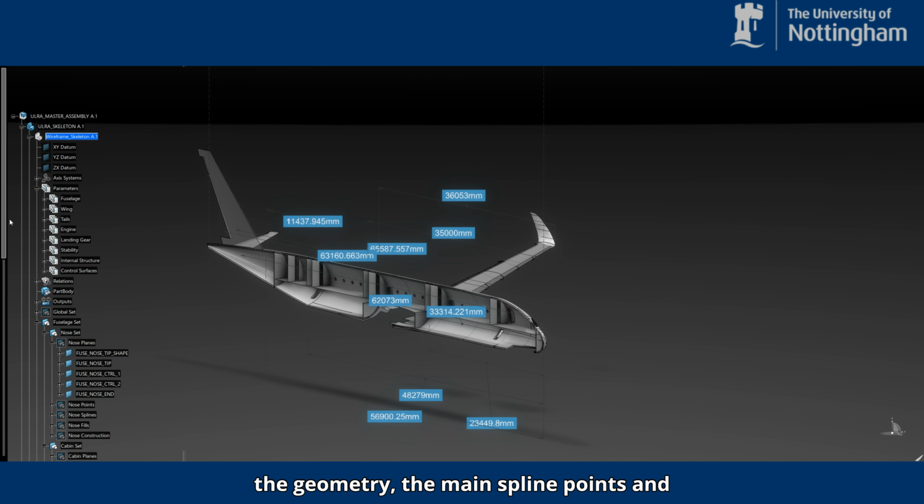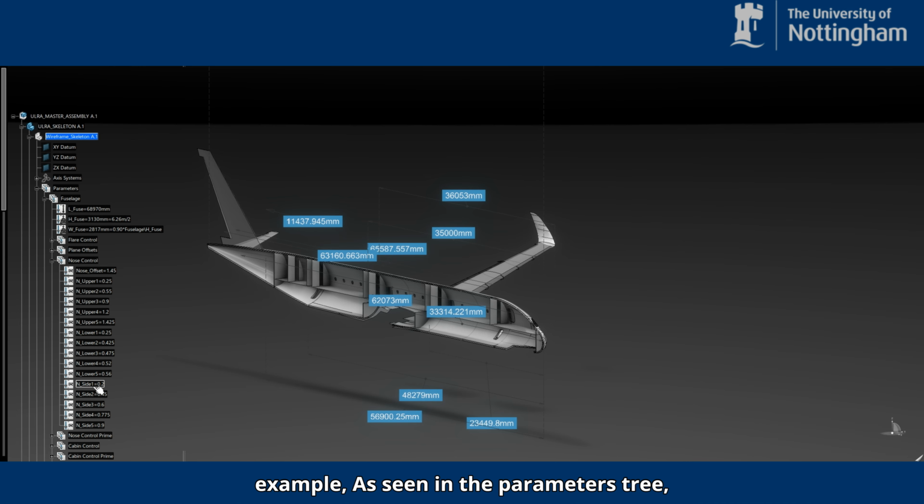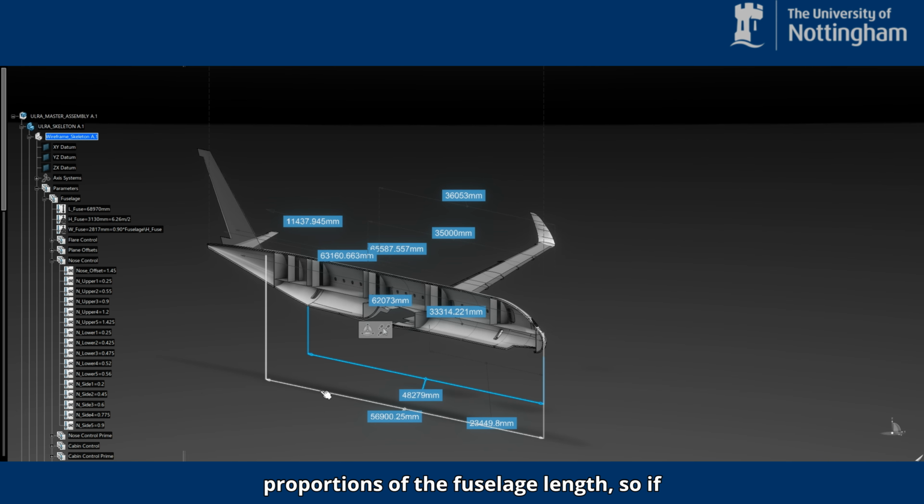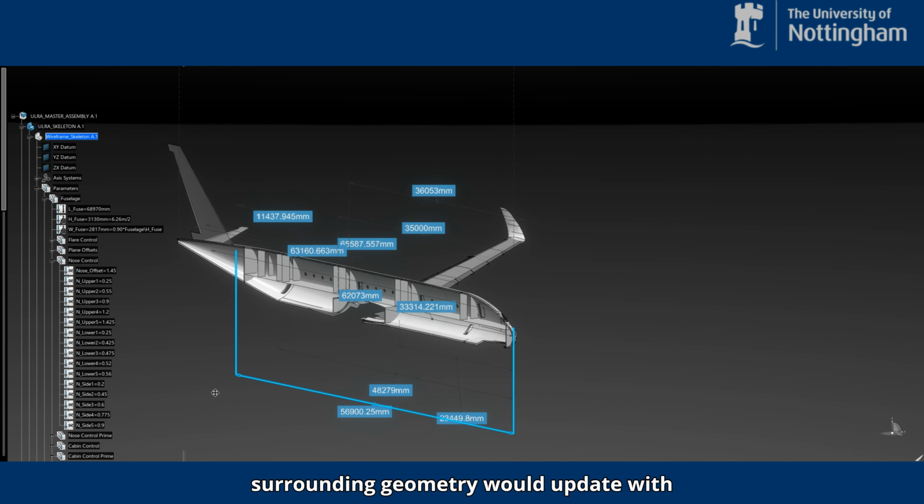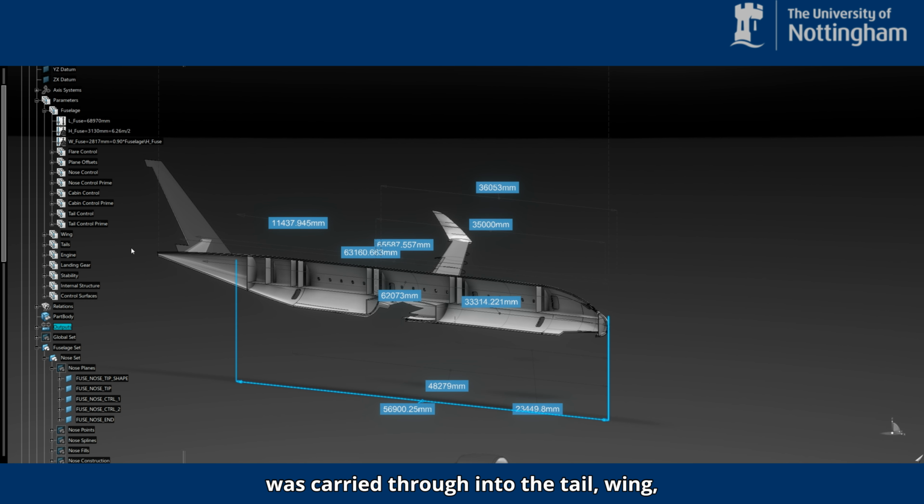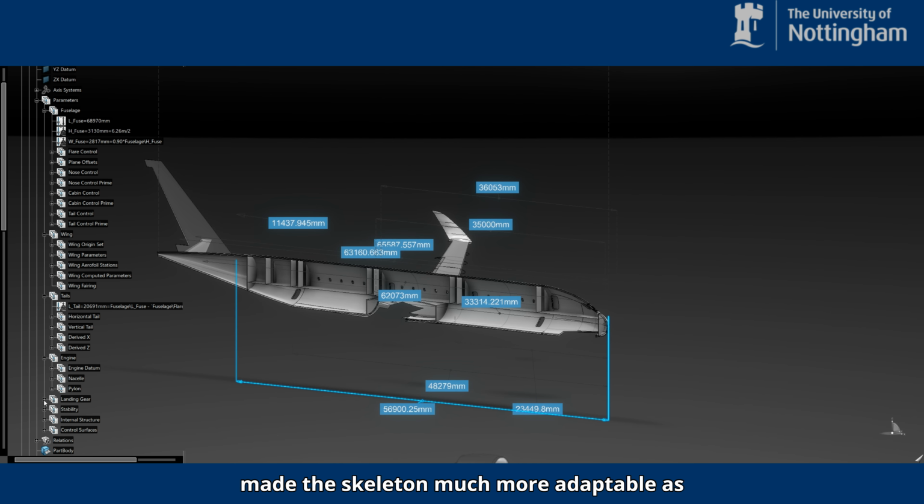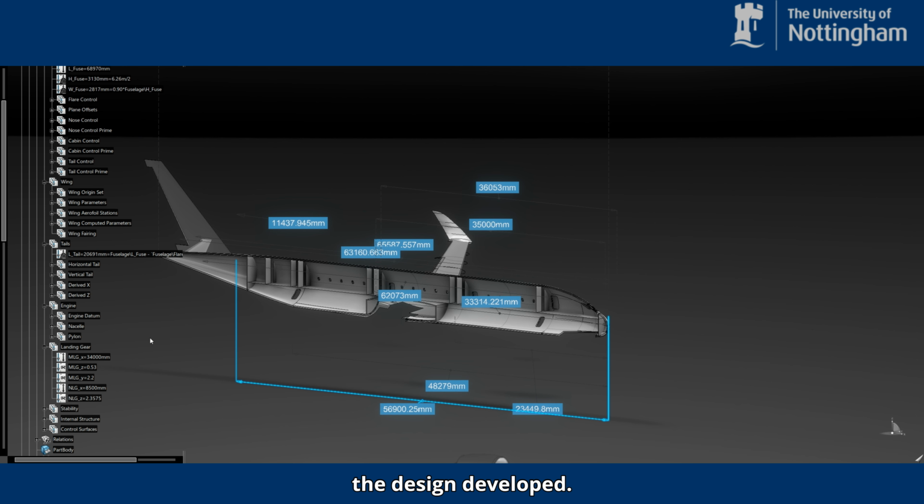Rather than hard-coding the geometry, the main spline points and reference locations were defined using proportional relationships. For example, as seen in the parameters tree, fuselage section points were created as proportions of the fuselage length, so if the overall length changed, the surrounding geometry would update with it. That same logic was carried through into the tail, wing, engine, and landing gear references, which made the skeleton much more adaptable as the design developed.